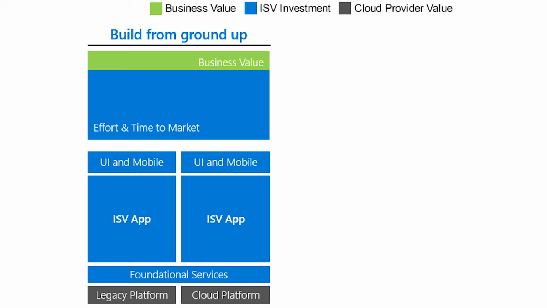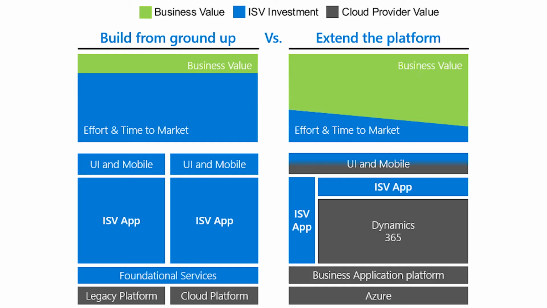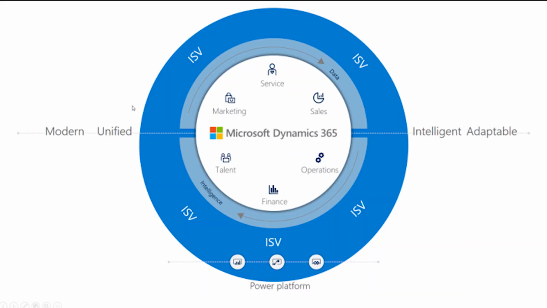In the build from the ground up model, the ISV has to invest a lot of effort to provide value to the business. Compare with building on the platform, where the customer pays for business value, not for commodity. It allows ISVs to focus on building core IP, delivering differentiated value. The effort for the ISV is considerably lower, but the business value considerably higher. Looking back at the Business Application Platform, it's now clear that the extensibility for ISVs is the very fiber of the platform, and opportunities are endless.